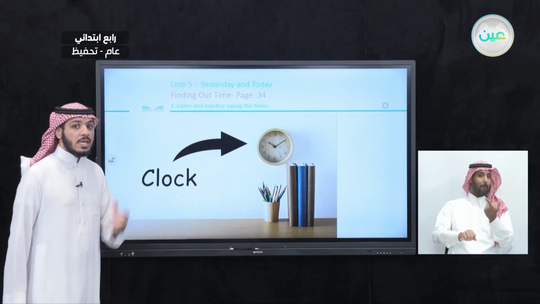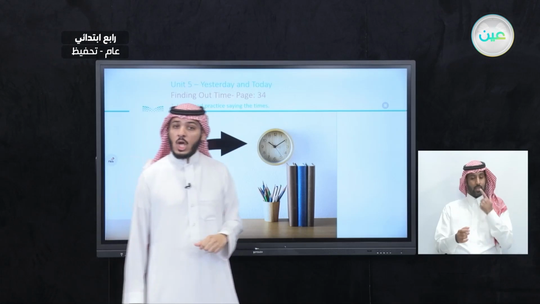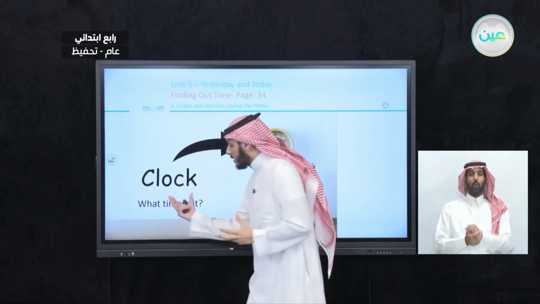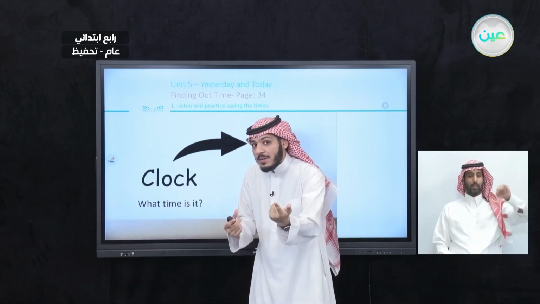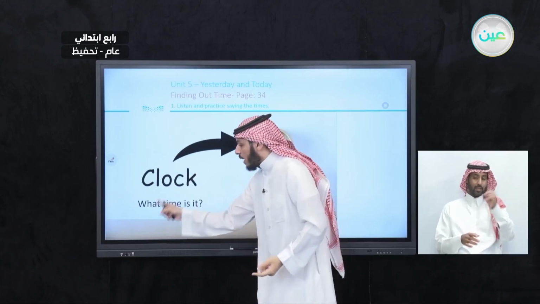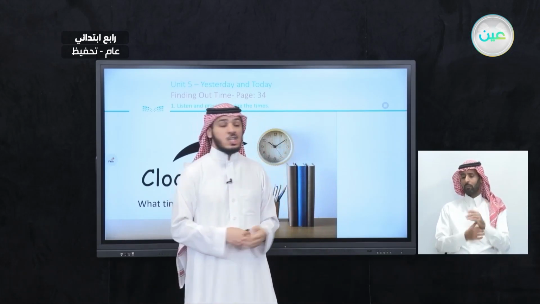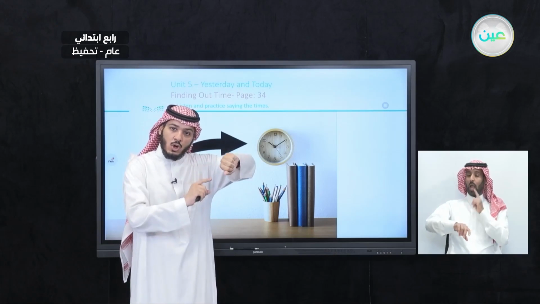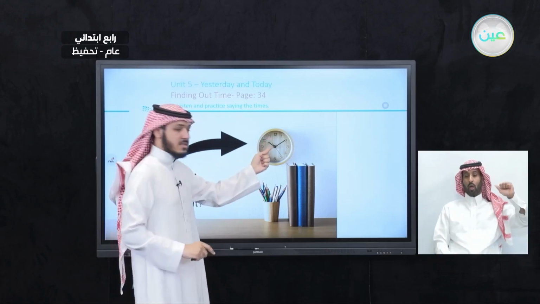Okay. And we ask with the question, what time is it? What time is it? Oh, it's 5 o'clock. What time is it? It's 8 o'clock. So we use what time is it to ask about the time. So what will you say? You will say, what time is it? So you can tell the time after that. Okay? So this is a clock, and the one on the wrist is called a watch. So we have a watch, and this is a clock.